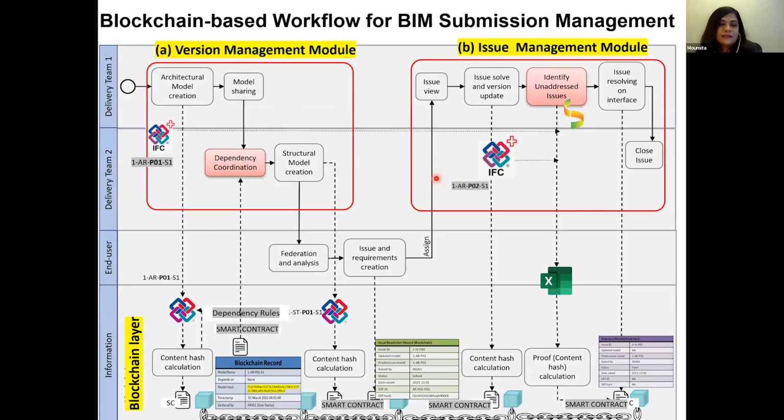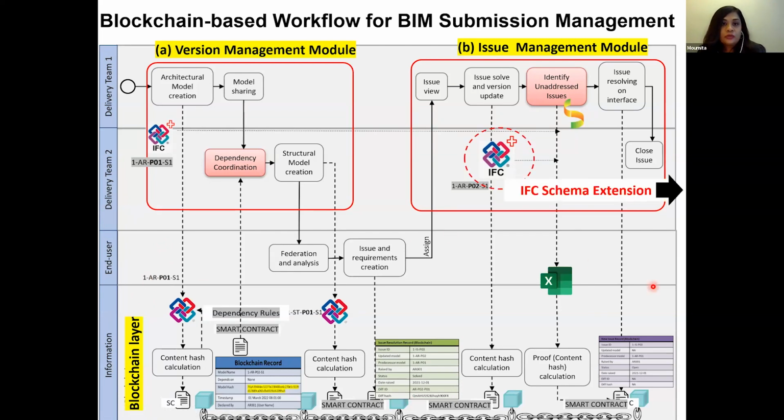Now, this diagram shows the overall framework. And so this is rather detailed. So what I would like you to focus on is that we have two modules. One is the version management module and one is the issue management module. And the teams here are the different delivery teams. So, two are shown here, but it may be two, three, four, depending upon the number of domains in a project. And we also have a blockchain layer to record it.